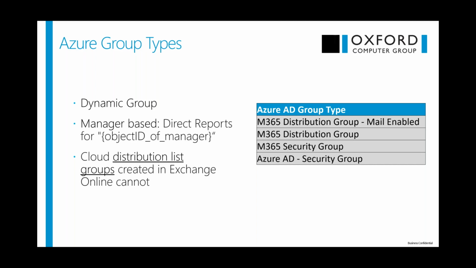You can do manager-based addition to the groups with a custom criteria, which is direct reports for, and you have to put in the object ID of the manager. You'll have to configure your user accounts for managers, and then that group would be populated based upon the manager ID. Cloud distribution list groups are not created in Exchange. Distribution lists that are created in Exchange Online cannot be synchronized back to on-prem.